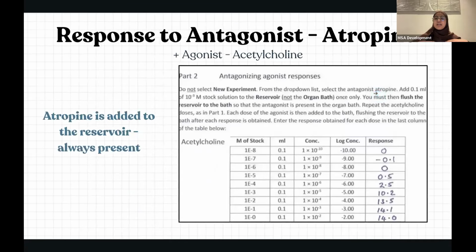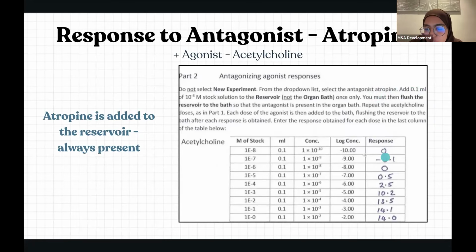Now, response to the antagonist. So now we're adding the antagonist with the agonist. Remember the reservoir we talked about, the one with the Krebs solution that washes it out? This time we're going to add the antagonist. And what are we going to do? We're going to be adding increasing concentrations of the agonist, okay? And we're going to wash it out every single time with the antagonist. So we want to see what concentration would cause the most response with an antagonist present.